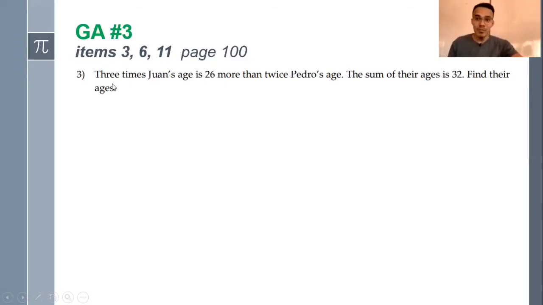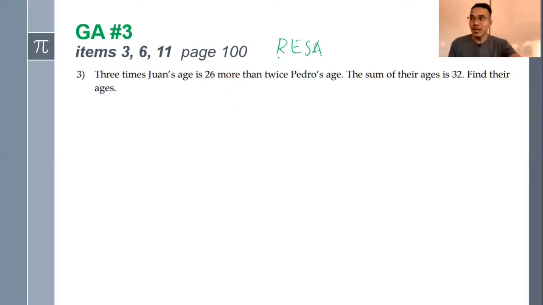Here's item number 3. 3 times Juan's age is 26 more than twice Pedro's age. The sum of their ages is 32. Find their ages. I always encourage you to use the RESA method to solve word problems.